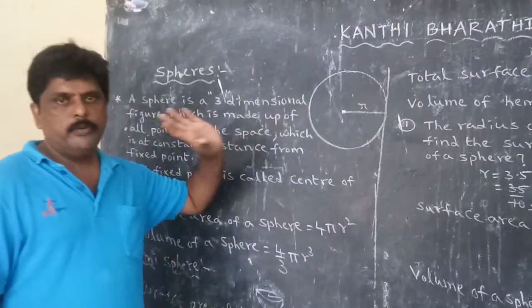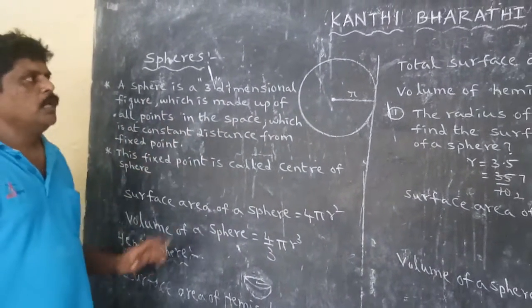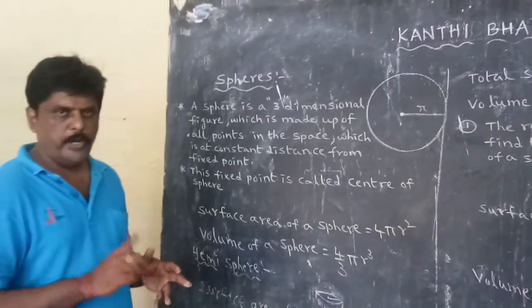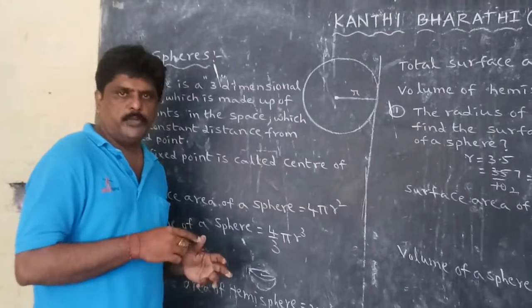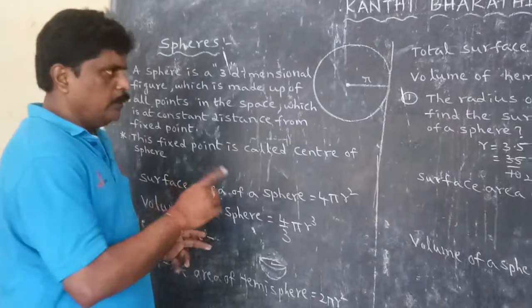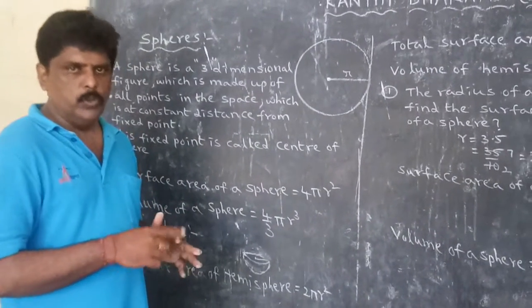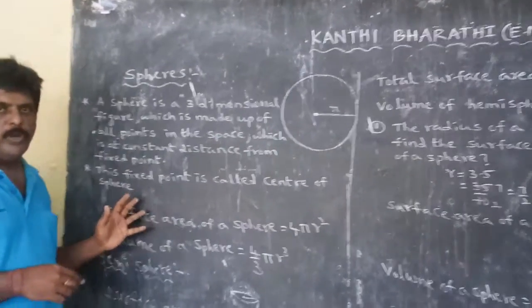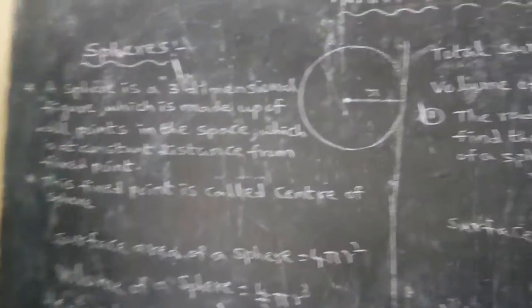Children, today we already explained about the cuboid. I already explained about the cubes, cuboids, cylinders and cones. Today I am explaining about the spheres. Okay, we are learning about spheres today.